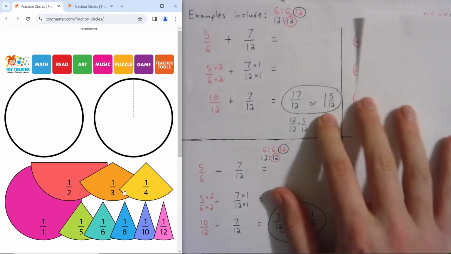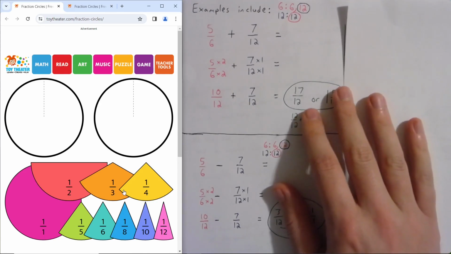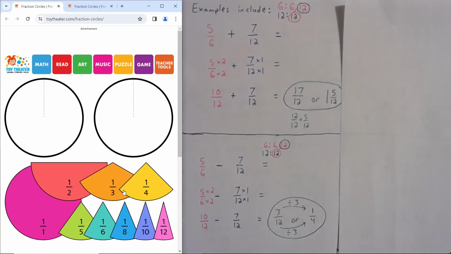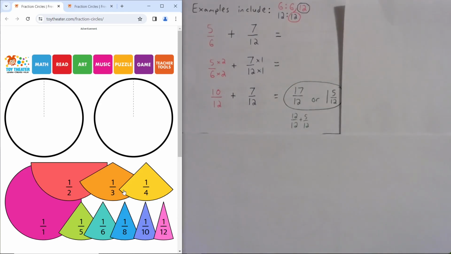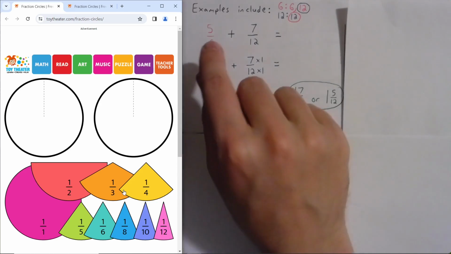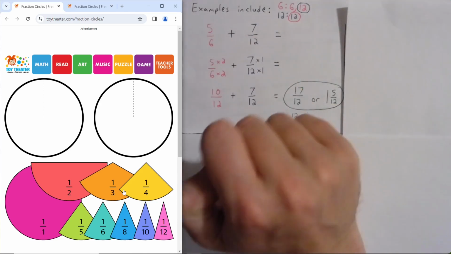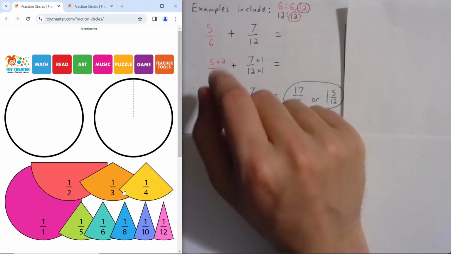All right, we're going to take this one example at a time. And that should work out well. So let's say we had 5/6 plus 7/12.